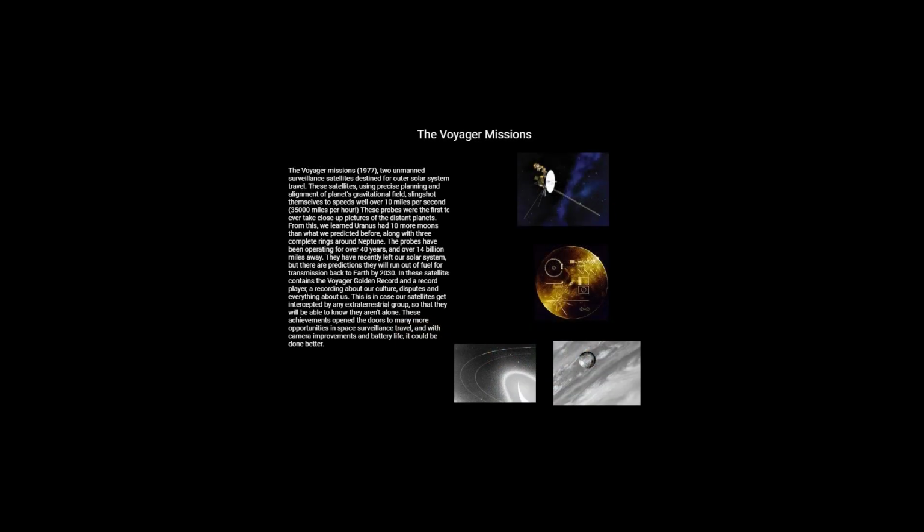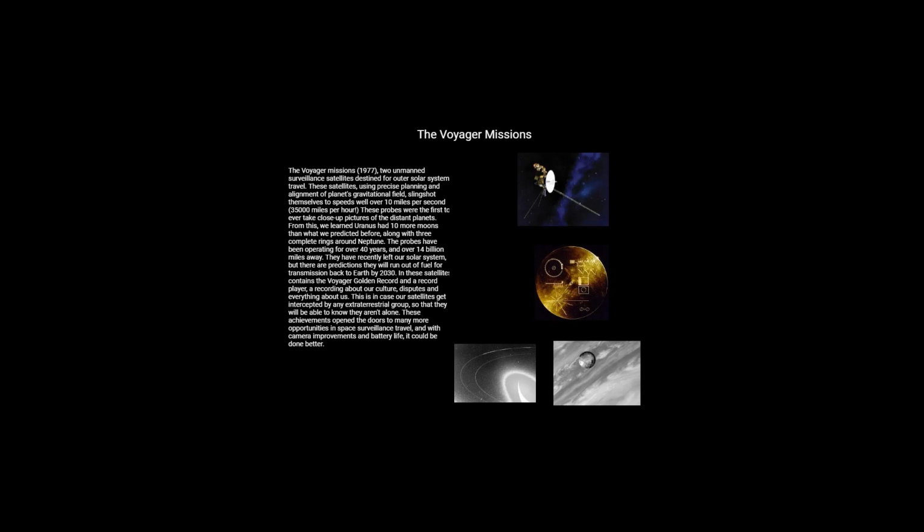The next one I want to talk about are the Voyager missions. The Voyager missions in 1977 were 2 unmanned surveillance satellites destined for outer solar system travel. These satellites, using precise planning and alignment of the planets' gravitational fields, slingshot themselves to speeds well over 10 miles per second, or 35,000 miles per hour. These probes were the first to ever take close-up pictures of the distant planets. And from this, we learned that Uranus has 10 more moons than what we predicted before, along with 3 complete rings around Neptune. The probes have been operating for over 40 years and are over 14 billion miles away.